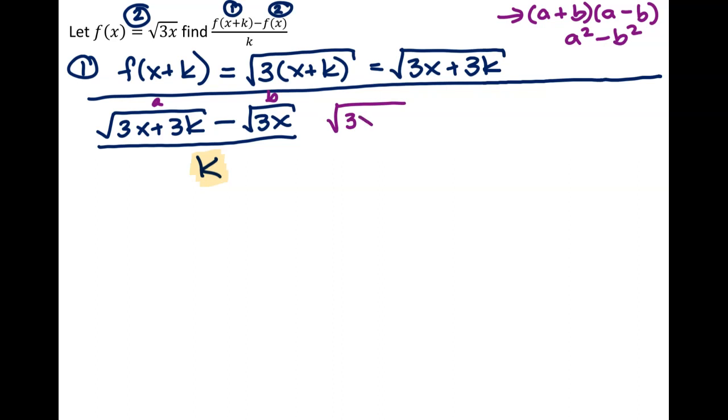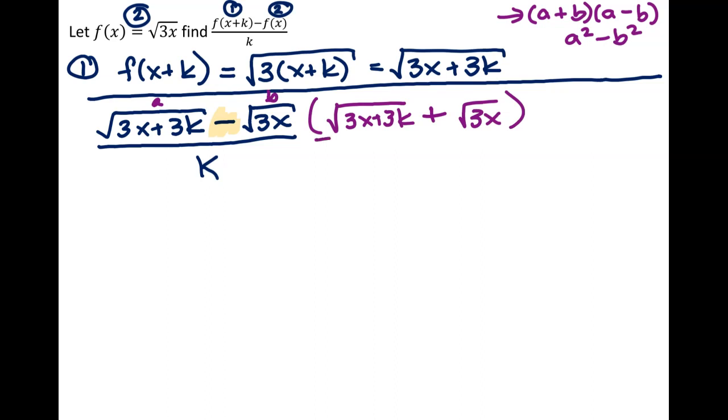Square root of 3x plus 3k, square root of 3x, but with a plus in the middle. So this will just depend on what the initial sign is. If the initial sign is a plus, we would use a minus in the second half. And if the initial sign is a minus, we'll use a plus, which is what we have here.